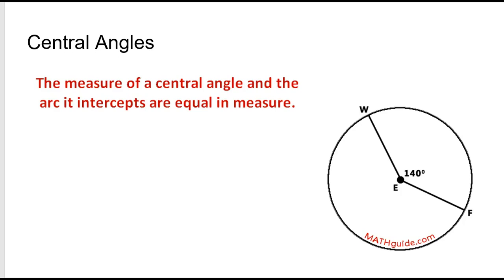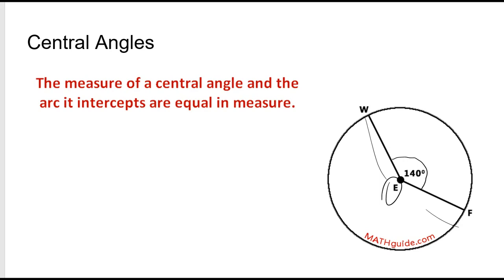Alright, so today we're going to cover what's called central angles. If you remember, guys, a central angle is simply located at the center of the circle. You can see E is the center of my circle. I have two radii right there, from E to W and E to F. 140 is the angle from here all the way to here. That's what my central angle is, 140.